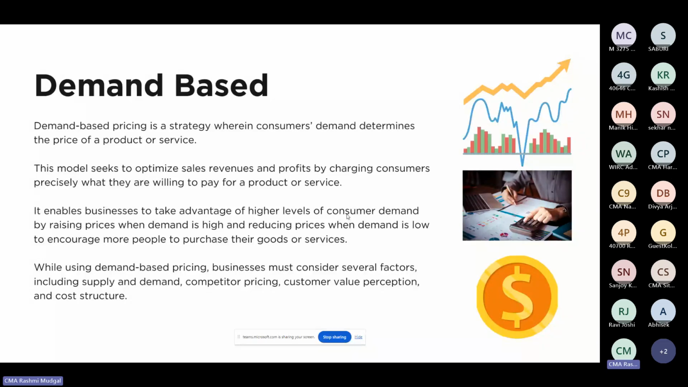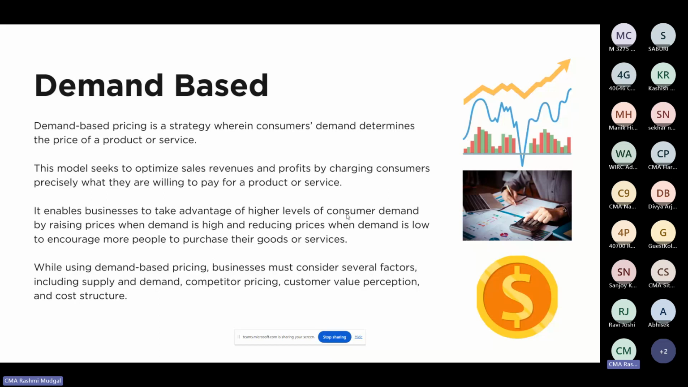While using demand-based pricing, a business must consider several factors like supply and demand, competitor pricing, customer value perception, and the cost structure of the product. It enables a business to take advantage of higher levels of consumer demand by raising prices when demand is high and reducing prices when demand is low, to encourage more people to purchase their goods and services.